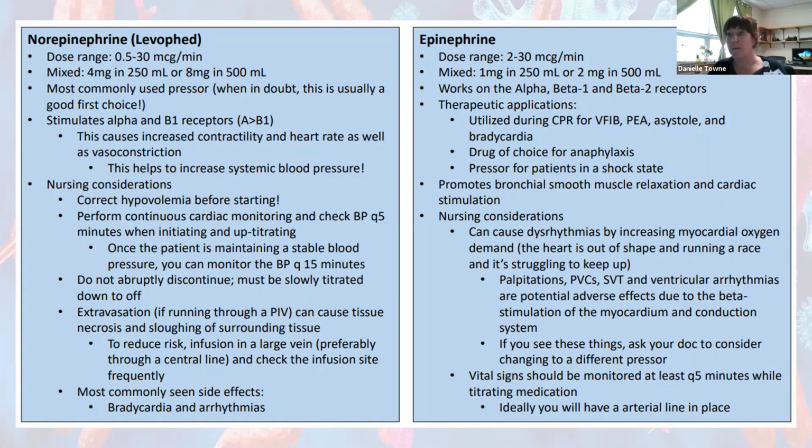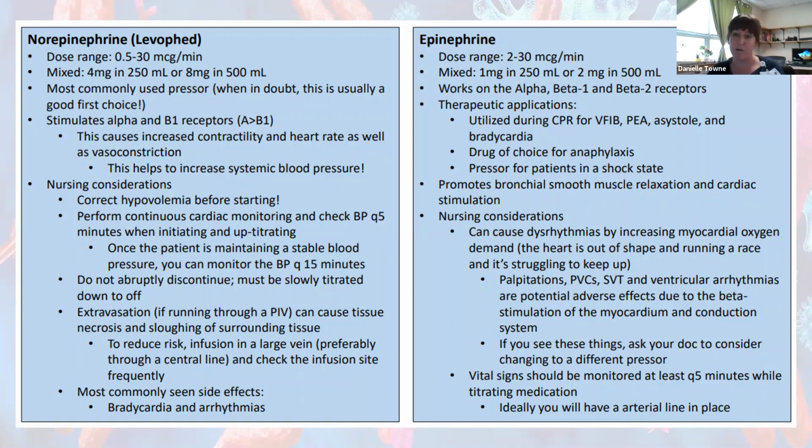And norepi is a great one because it has a little bit of alpha and a little bit of beta 1. So what does that actually mean? So we're going to increase the contractility of the heart a little bit, increase the heart rate a little bit, as well as cause vasoconstriction with that alpha receptor. So we help a little on both sides. It's not just working the heart, it's not just working the vasculature, it's kind of working a little bit of both. Epinephrine is another option that can sometimes be the second medication that goes up on these patients.